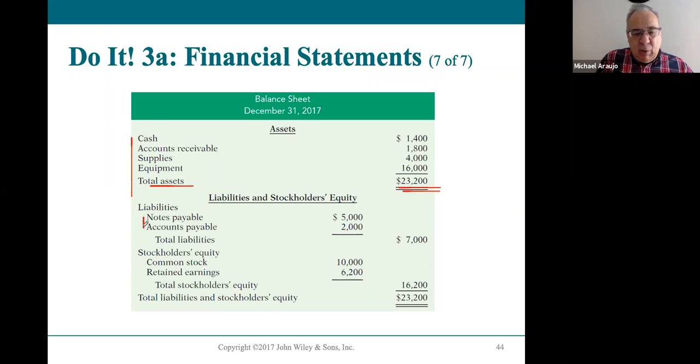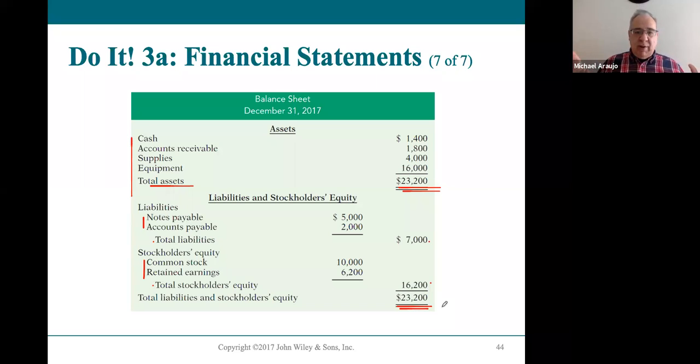Liabilities have a particular order and they're totaled. Stockholders' equity has a particular order and then it's totaled. These two totals happen to be $23,200 as well. Okay, so our balance sheet balances. This is what a large part of your homework is going to be. Okay, this is what you're going to be spending a lot of your weekend doing.